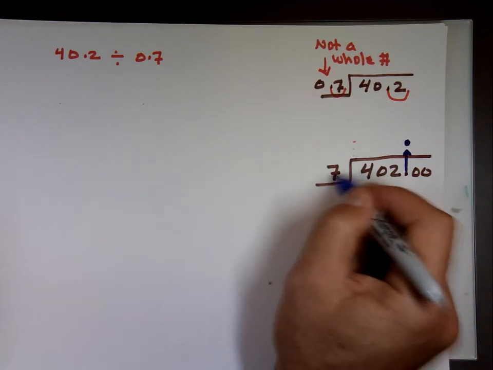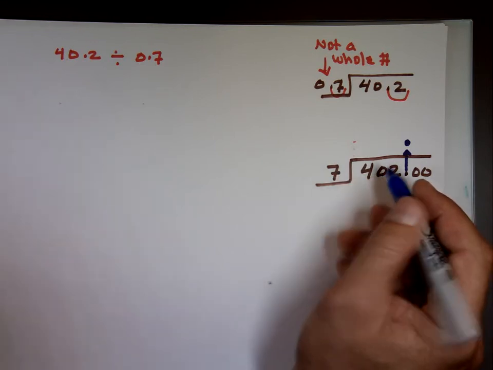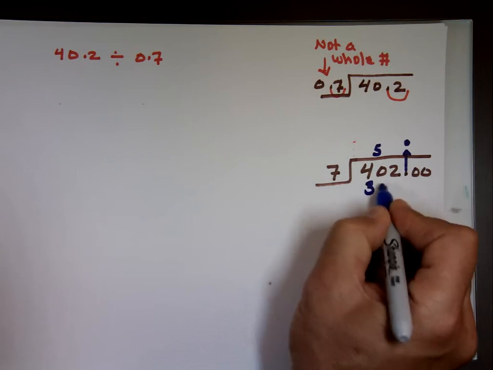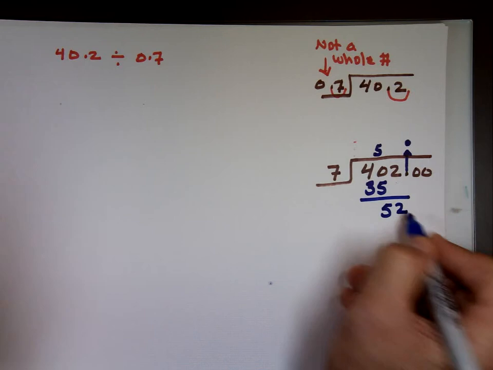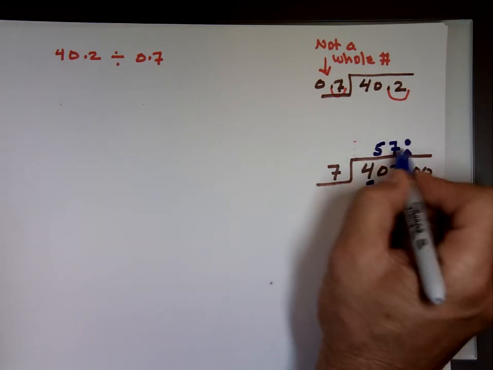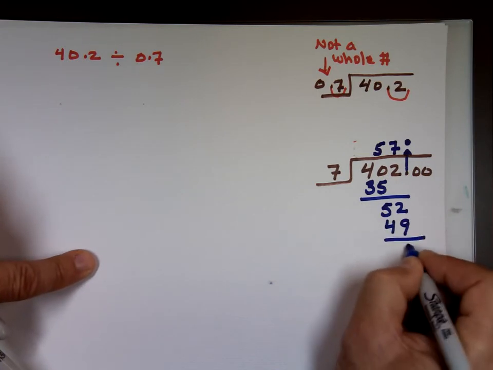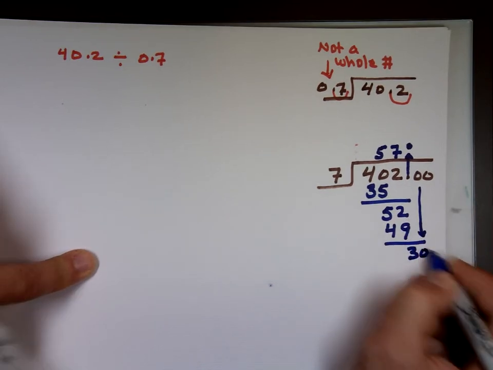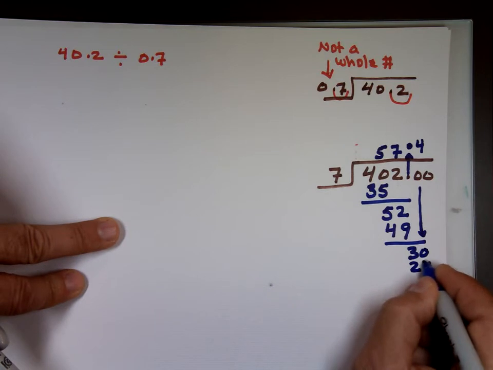Four by 7, can't do. 40 by 7. Is it 5? 5 times 7? 35. Could it be a 7? 7 times 7? 49. Bring that 0 down now. 4. 4 times 7, 28.